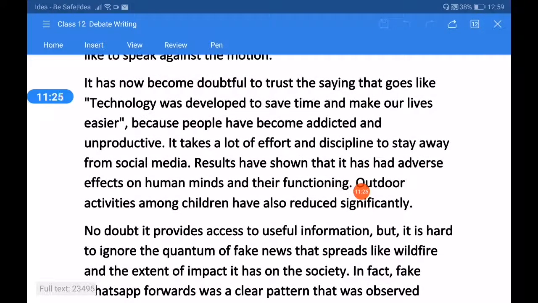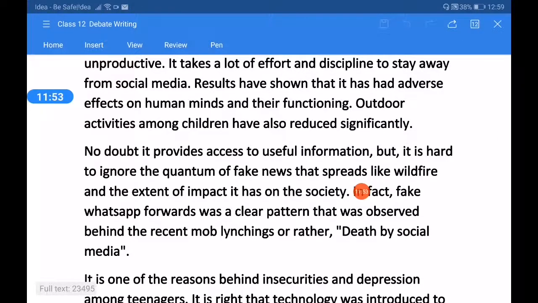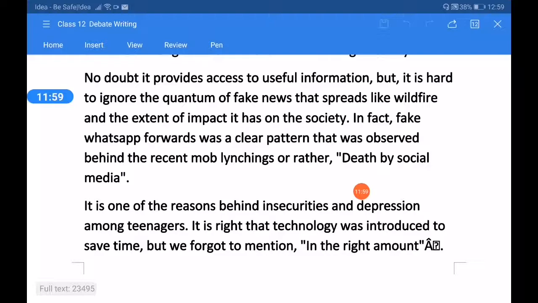It has now become doubtful to trust the saying that technology was developed to save time and make our lives easier, because people have become addicted and unproductive. It takes a lot of effort and discipline to stay away from social media. Results have shown that it has had adverse effects on human minds and their functioning. Outdoor activities among children have also reduced significantly. No doubt it provides access to useful information, but it is hard to ignore the quantum of fake news that spreads like wildfire and the extent of impact it has on society.